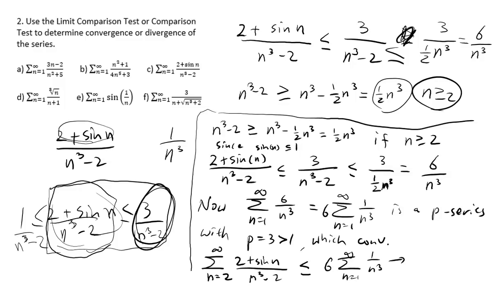That means the sum over n from 2 to infinity of (2 plus sine n) over (n cubed minus 2) converges by the direct comparison test. And when you prove that a series converges starting from 2 or 3, that's okay, because this series differs from the original by just some finite number of terms. So showing that this converges is enough to show that the original series converges. So that's how you show this thing converges.